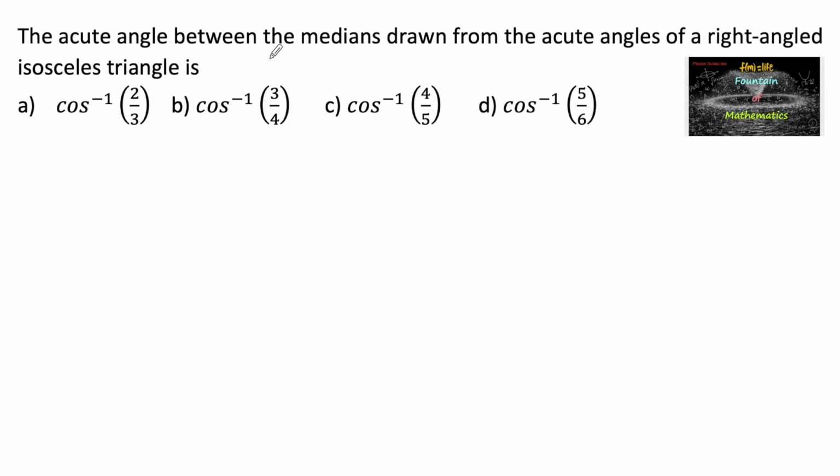The acute angle between the medians drawn from the acute angles of a right-angled isosceles triangle is. So for convenience, let us consider a right-angled isosceles triangle on the coordinate axis, by taking the origin as the vertex where the right angle forms.